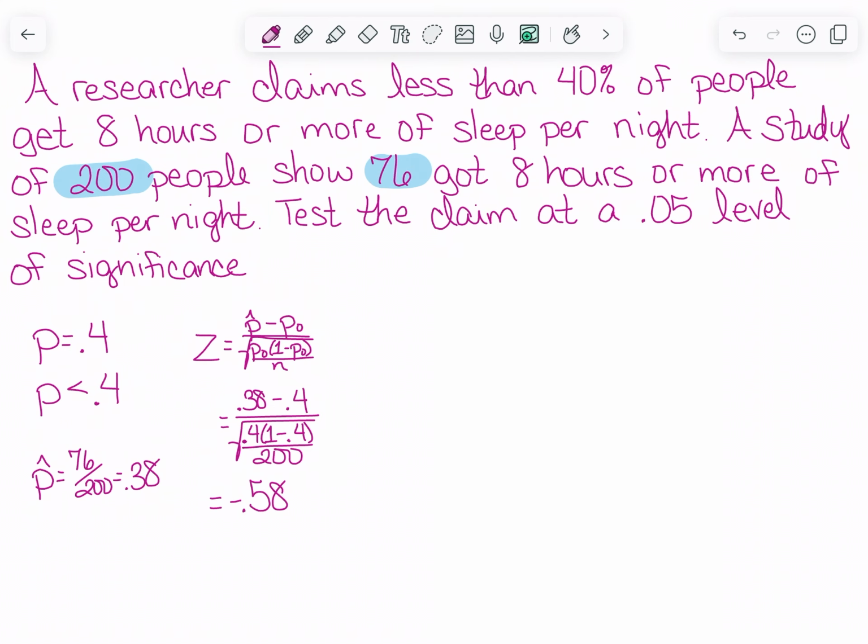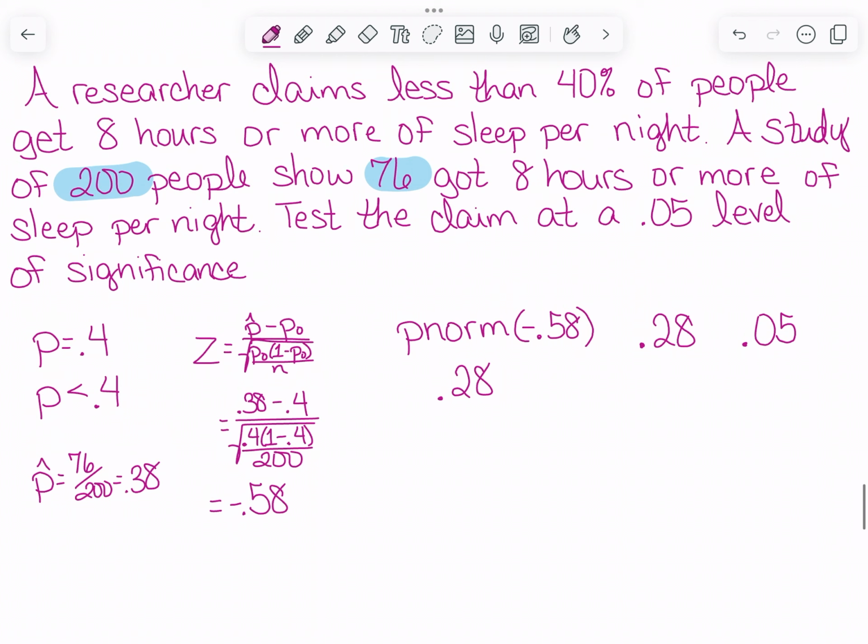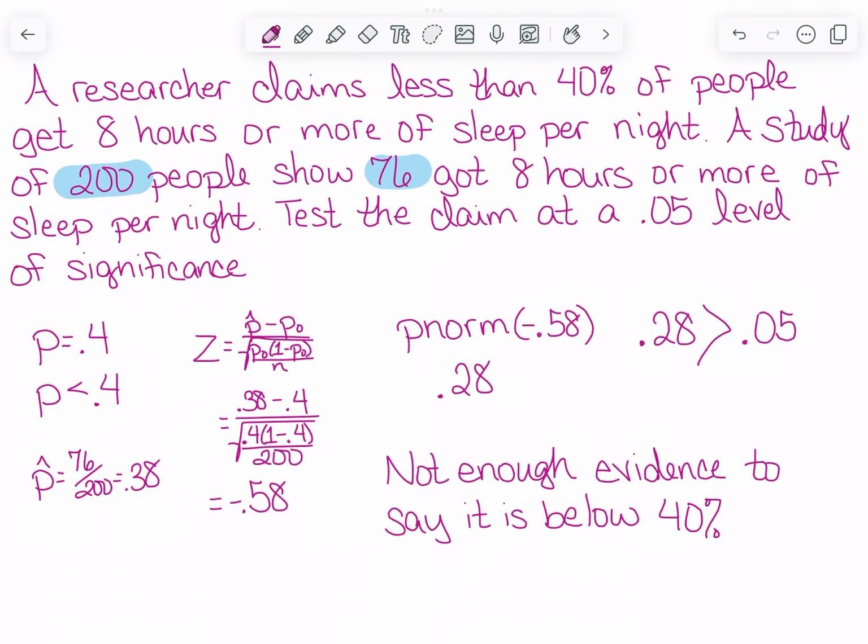Next, we need to do our p-value. Since this is a less than test, we'll use the pnorm command of negative 0.58, and plugging that into R gives us our p-value of 0.28. Finally, we need to make our decision. For this, we need to compare our p-value of 0.28 with our level of significance, which is 0.05. And in this case, we can see that the p-value is actually greater. Since the p-value is the larger of the two, that means there's not enough evidence to say that it is below 40%.